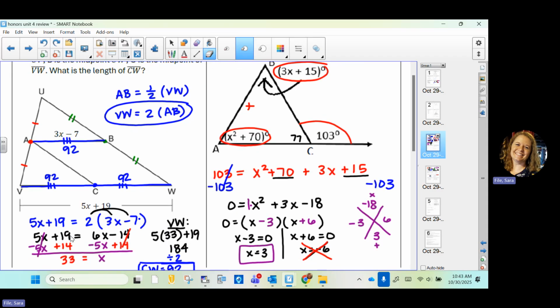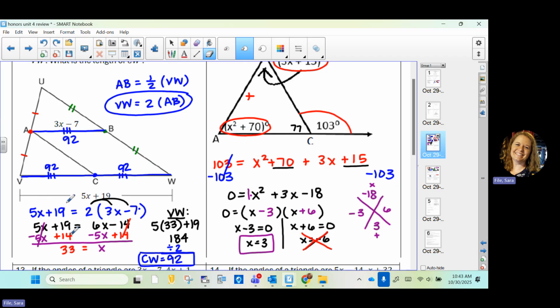So in blue, my expression down here is VW, which they said is 5x plus 19, is twice AB, which is 3x minus 7. Then you can see my algebra to solve for x. I had to distribute, then move x's to the one side, constants to the other. I got x is 33. That is not our answer. The question did not say solve for x. It said to find the length of CW.